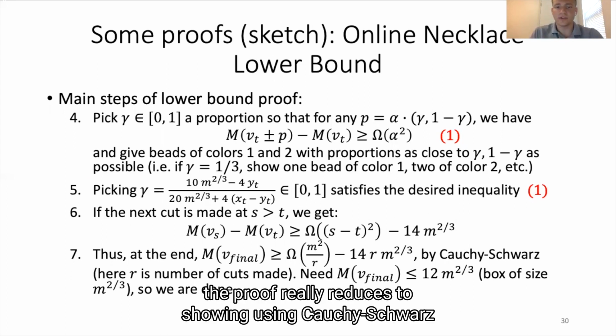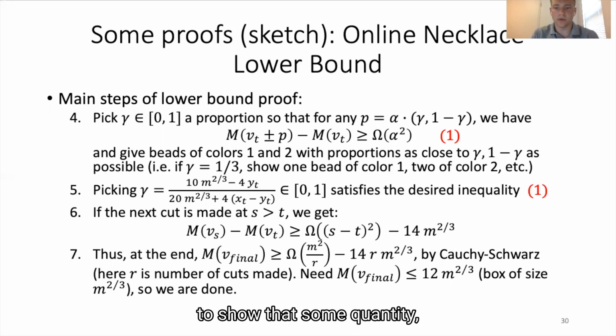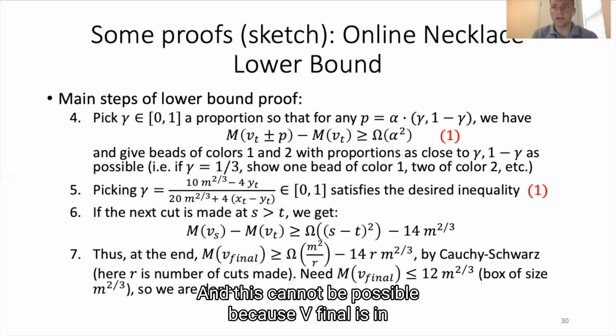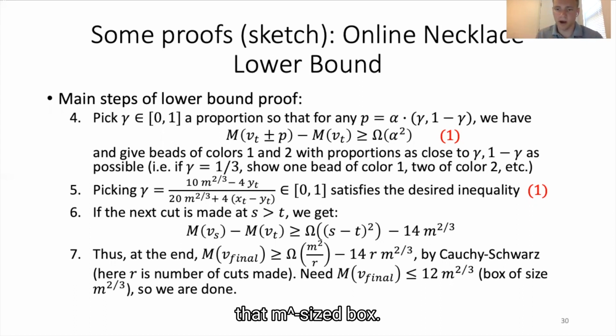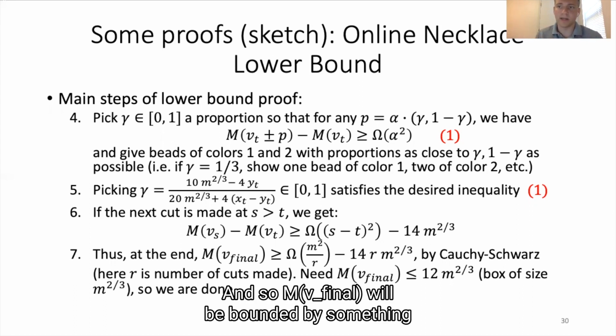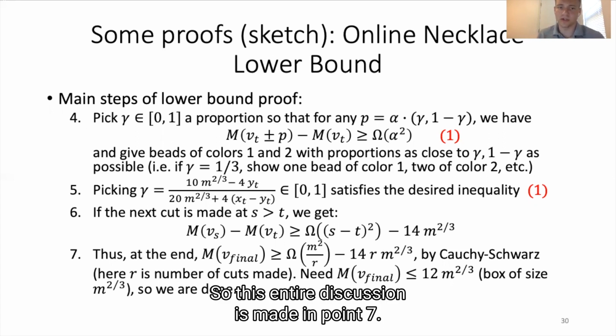And so in the end, the proof reduces to showing, using Cauchy-Schwarz, that the number r of cuts that is made is at least m to 2/3, because otherwise we can make a lot of progress in the M value, and this cannot be possible because v final is in an m to 2/3 sized box, and so M of v final will be bounded by something like 12 m to 2/3. So this entire discussion is made in point 7.